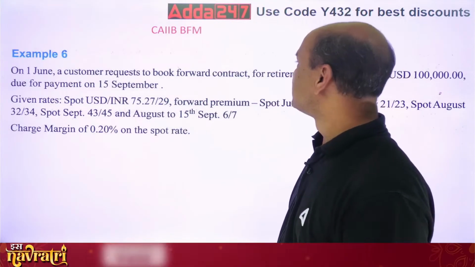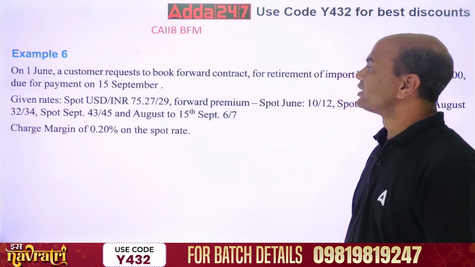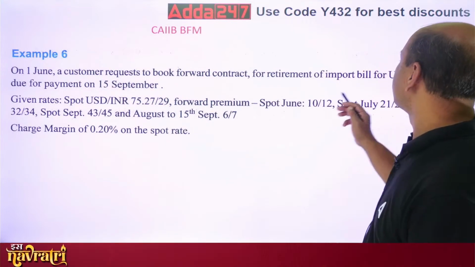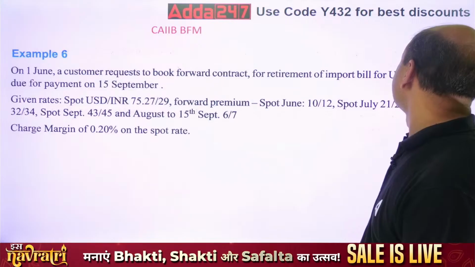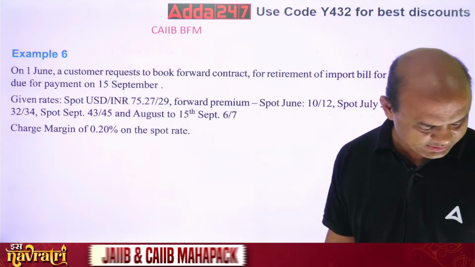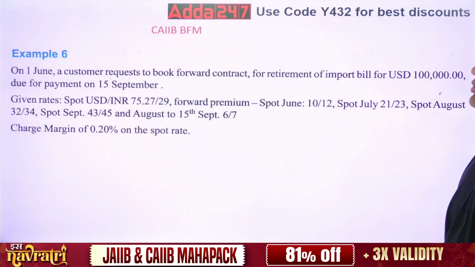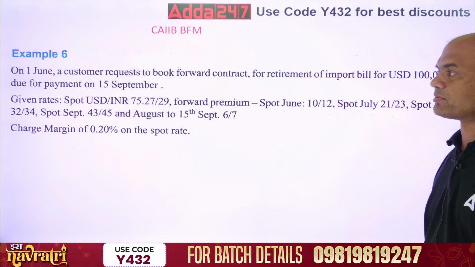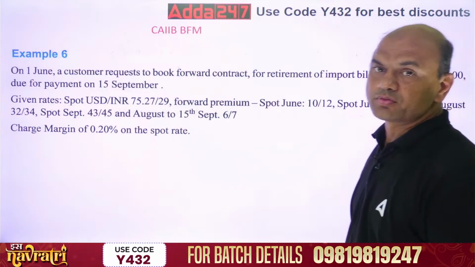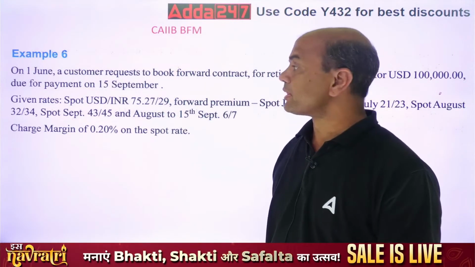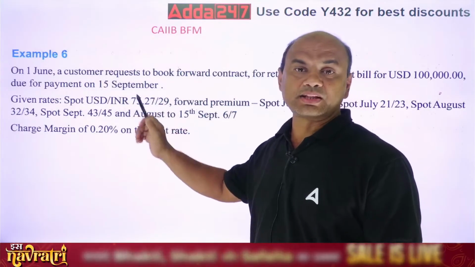On 1st June, a customer requests to book a forward contract for retirement of an import bill of USD 1 lakh. USD amount is 1 lakh. Due for payment on 15th September. See, the due for payment on 15th September. It is from your Macmillan book.